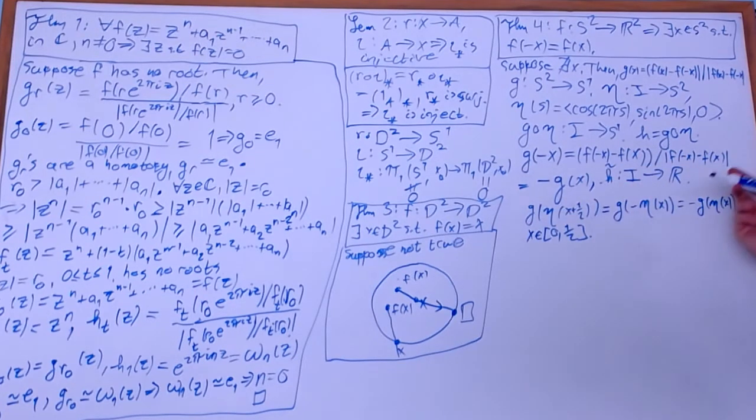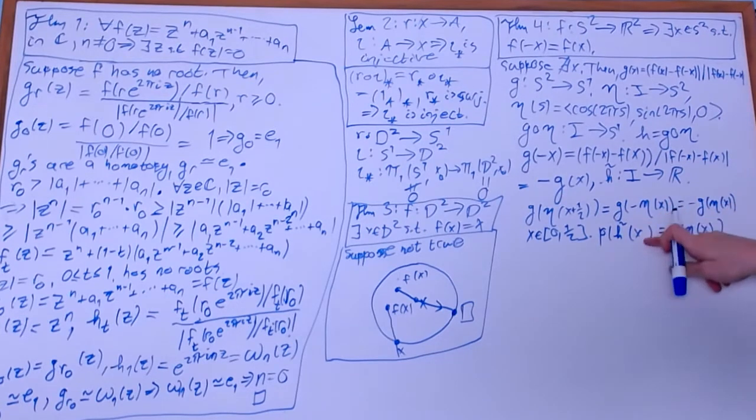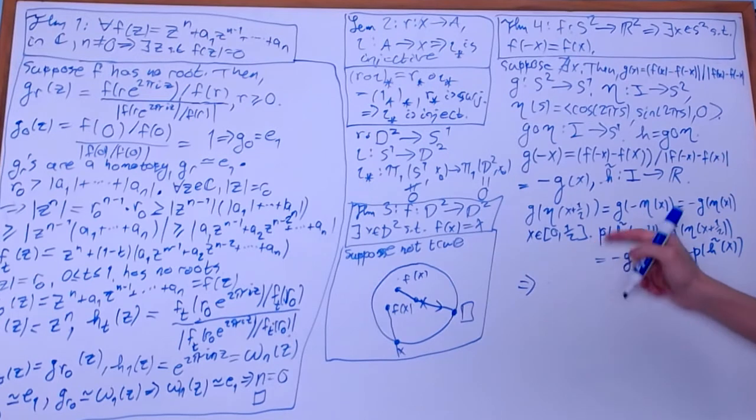So what does this tell us about the lifting? Well, I know from the definition, p of h tilde of x has to be equal to g of eta of x. But what that tells me is that if I add 1/2 to the input, then this right here, by the fact I discussed before, has to be equal to negative g of eta of x, which is then negative p of h tilde of x. So that tells me that p of h tilde of x plus 1/2 has to be equal to negative p of h tilde of x.